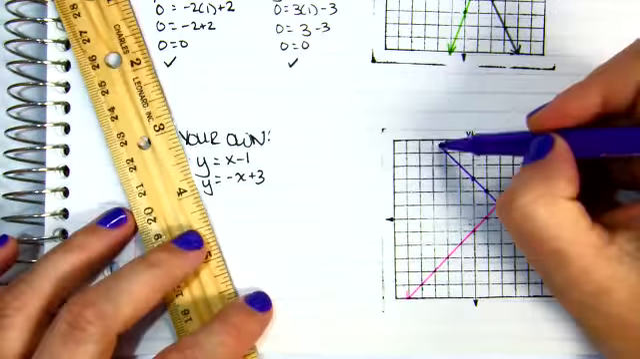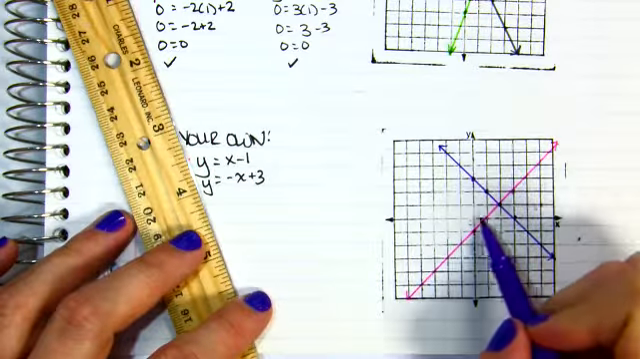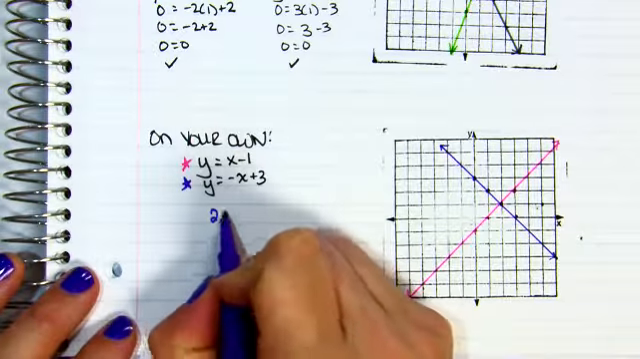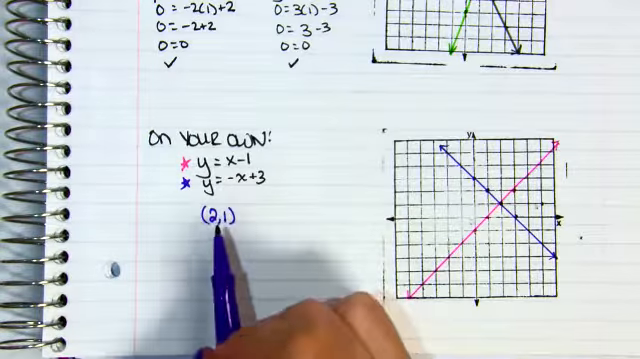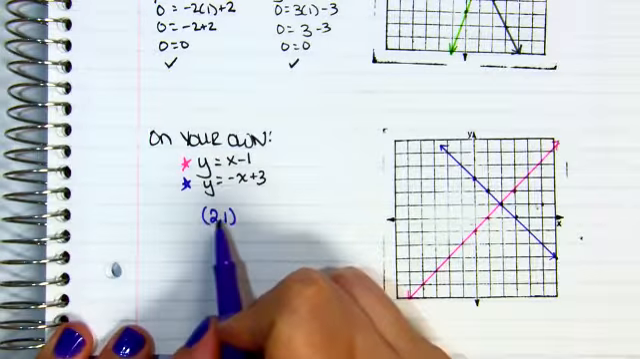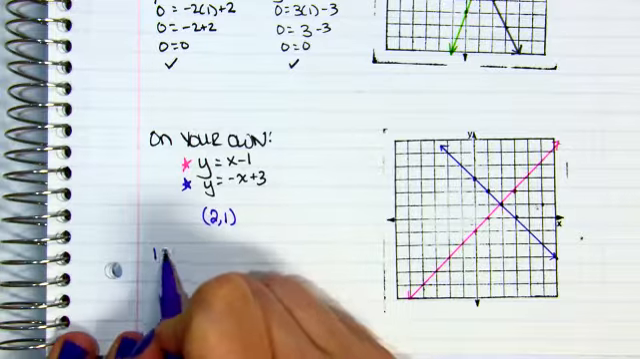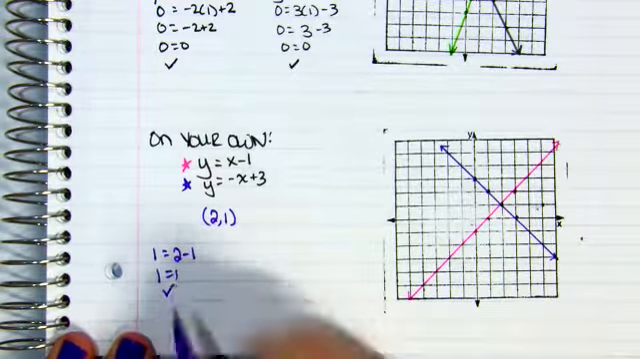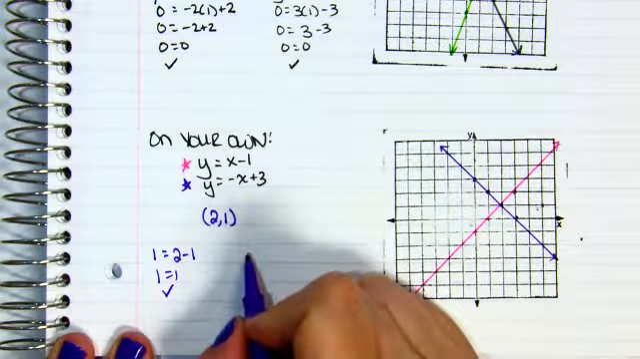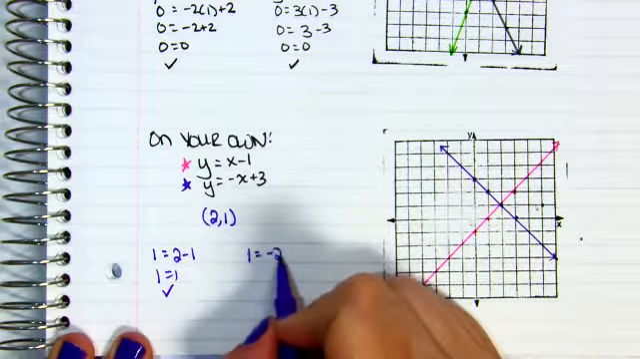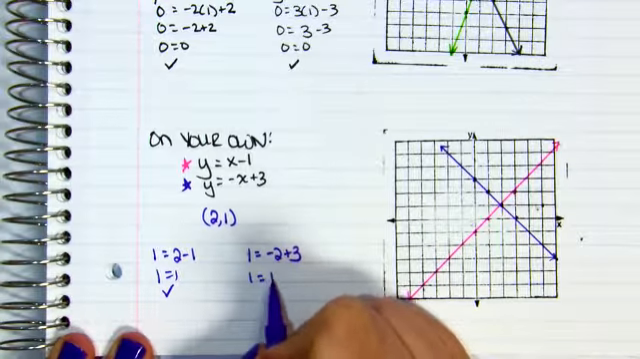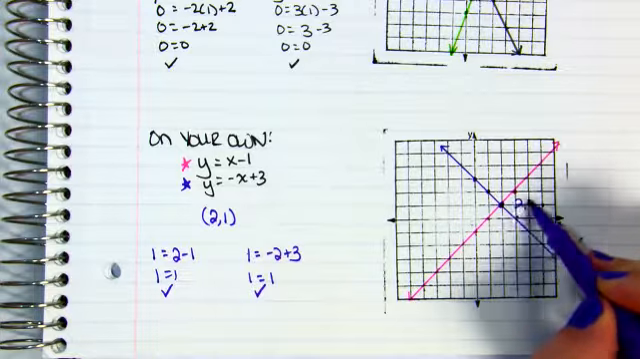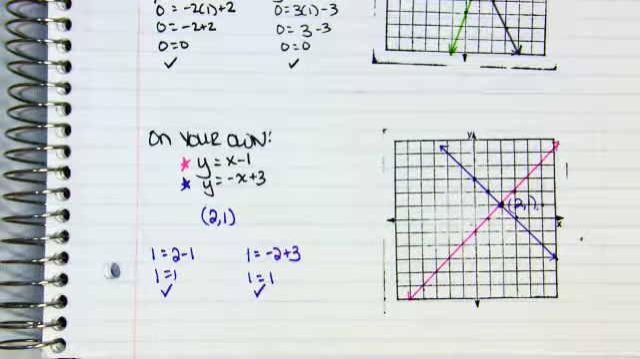Draw my line, and it looks like my intersection point is at (2, 1). So let's substitute that in just to make sure. If I put in 1 equals 2 minus 1, so I'm substituting into my first equation, I get 1 equals 1. My second equation, I'll get 1 equals negative 2 plus 3, so 1 equals 1. So it works for both equations. My solution is (2, 1). Easy as pie.